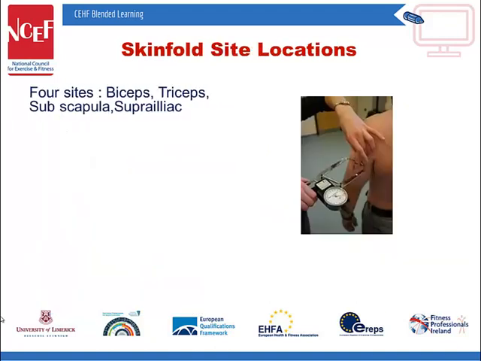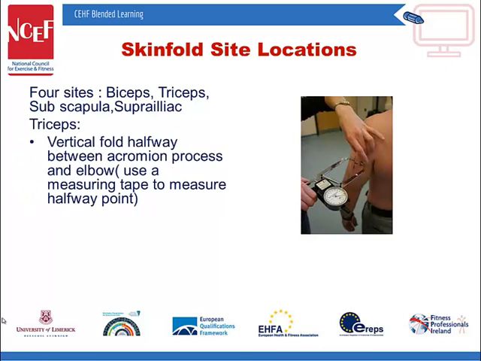The site locations then. There are 4 sites to take: the biceps, the front of the arm, the triceps, the back of the arm, the subscapular, which is just underneath the scapula bone on the back, and the suprailiac, which is on the hip. So the first one we're going to look at is the triceps.